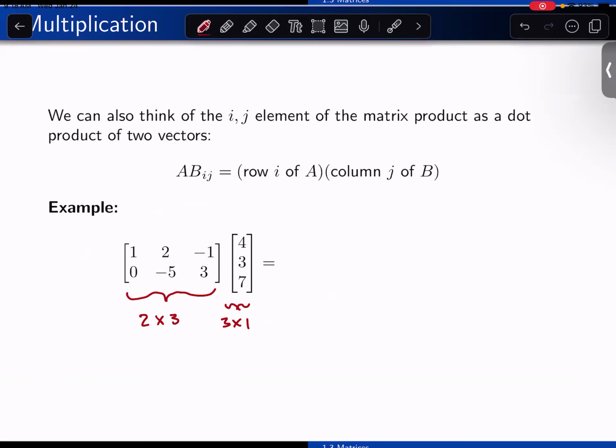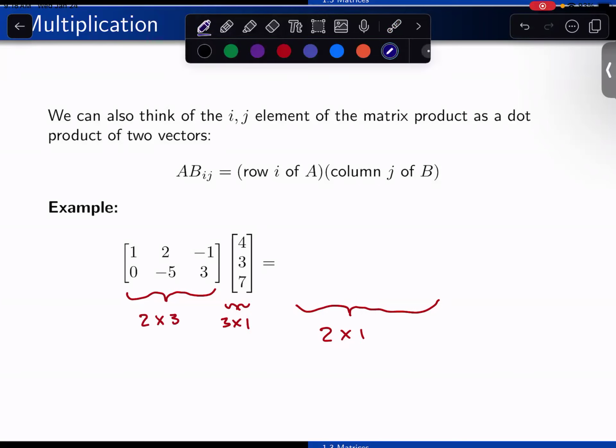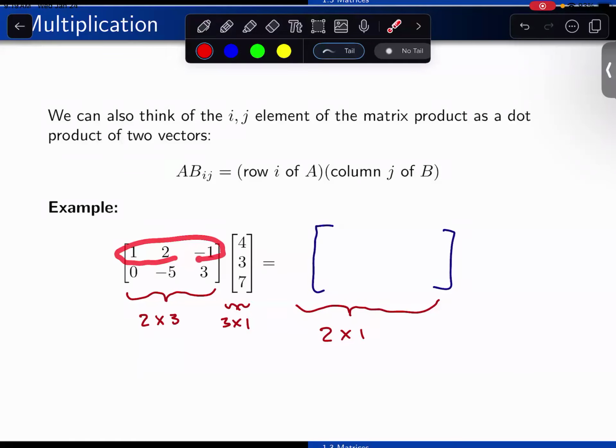So the matrix we get after matrix multiplication should end up being a 2 by 1 matrix, because we have 2 rows in the first matrix and 1 column in the second matrix. And how you determine what this 2 by 1 matrix is going to be: the 1, 1 entry of this new matrix is going to be the dot product of the first row of your first matrix with the first column of your second matrix.